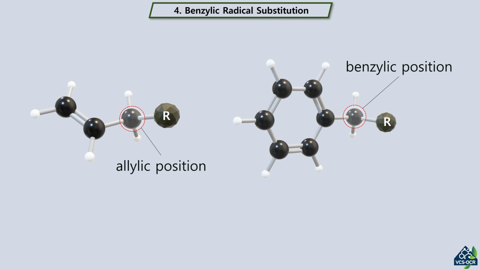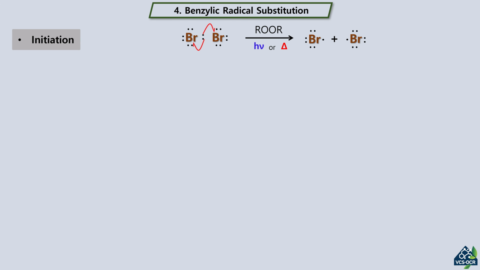Section 4. Benzylic radical substitution. Just as radical substitution occurs selectively at the allylic position, it can also be cleanly achieved next to a benzene ring at the benzylic position. Because the aromatic ring remains intact throughout the process, this pathway provides an efficient route to functionalize alkyl benzenes.